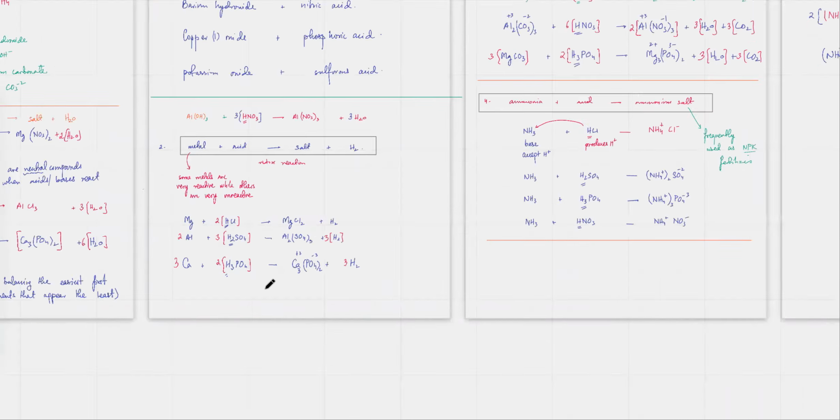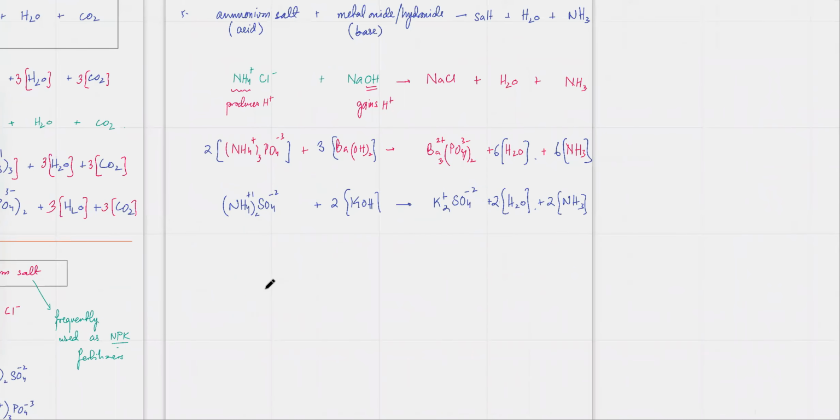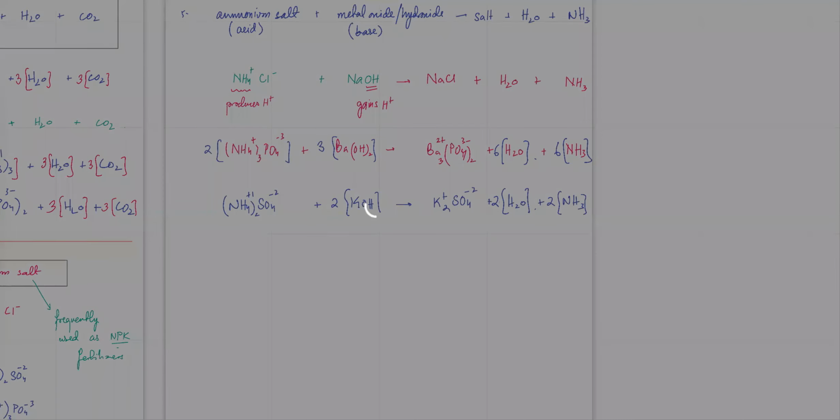So is this clear? The first 5 reactions. If you don't have the board link, I'll share the board link again.